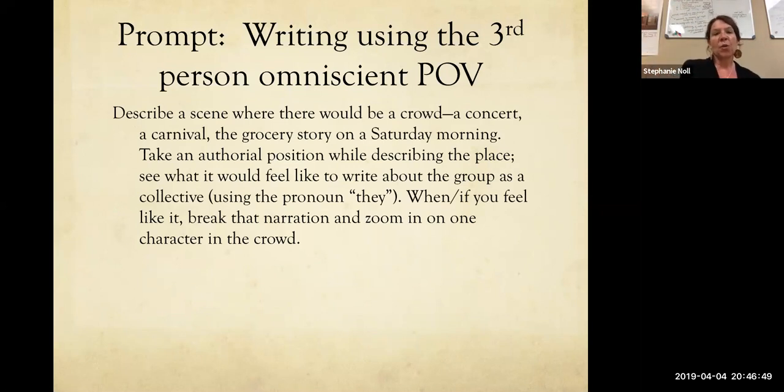What would it feel like to write about the group as a collective, about all of the shoppers, all of the carnival goers, all of the people at the concert? And if you feel like it, you could break the narration and zoom in on one character like Ben Fountain did with Billy and Dime, right? But really giving your reader this survey of the land, if that makes sense.